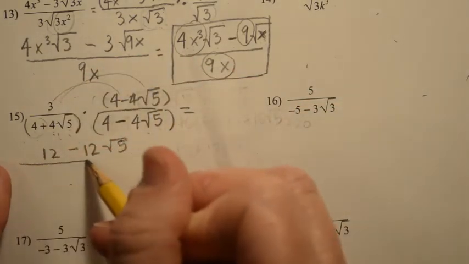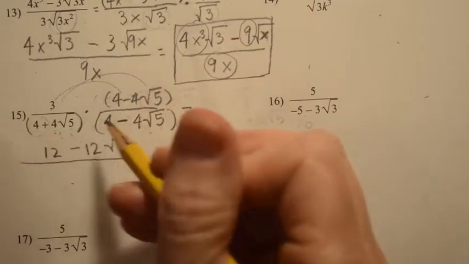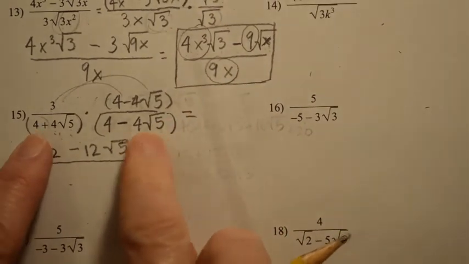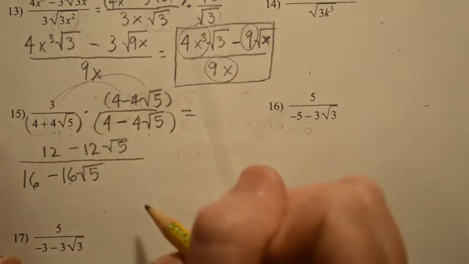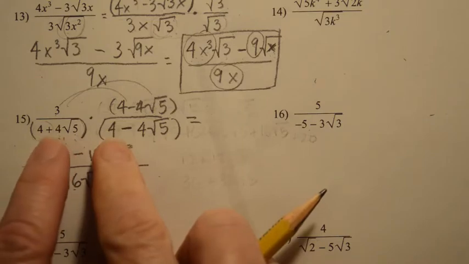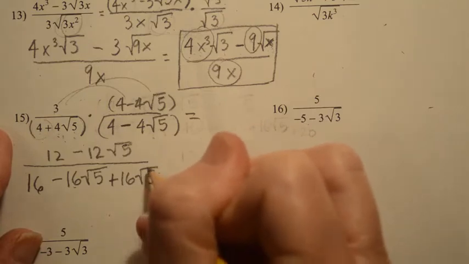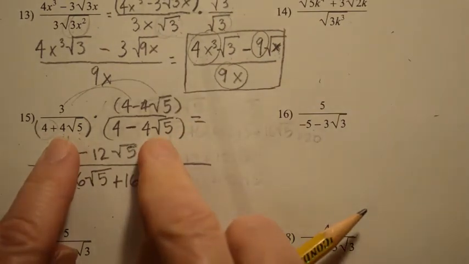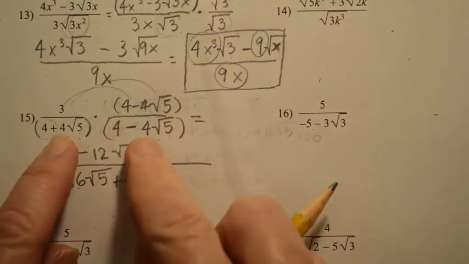And then in the denominator, this is going to take up some space here, but we can do it. 4 times 4, 16. Then we do the outer ones. 4 times negative 4 root 5 is negative 16 root 5. Here's where the beautiful things happen. Now we multiply 4 root 5 times positive 4, and we get plus 16 root 5. And then 4 root 5 times negative 4 root 5, that's going to give us negative 16 times 5.